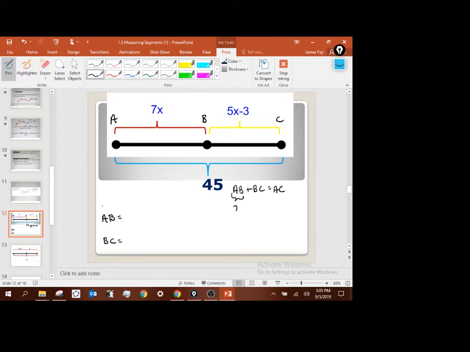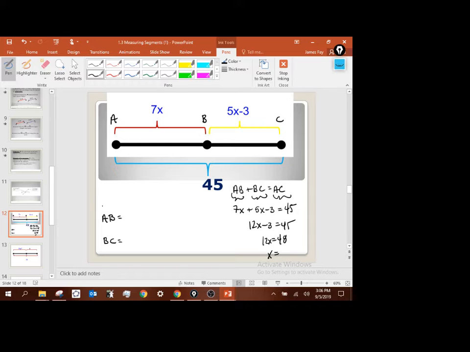So then AB, that turned into 7x, right? BC turned into 5x minus 3, and AC was 45. Now what we did there, that's algebra. That's substitution, right? Which is an Algebra 1 concept, okay? Everything else you do, combining like terms, that kind of stuff is Algebra 1. So when I get 12x minus 3 equals 45, that's algebra. 12x equals 48, that's algebra.